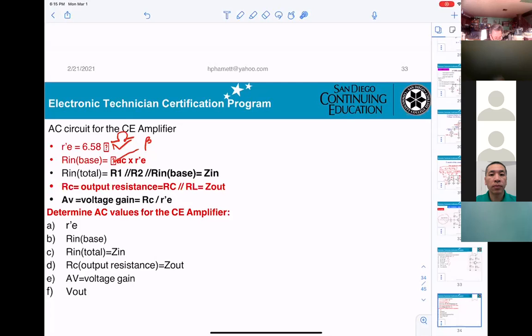The gain of the CE amplifier will be equal to RC, that means this guy here, divided by R prime E. Okay, so they want to determine the AC values for the CE amplifier. So what they want is for you to do the calculation here.